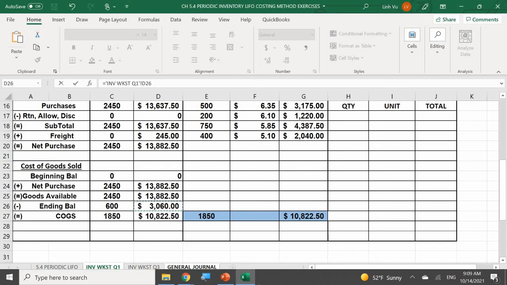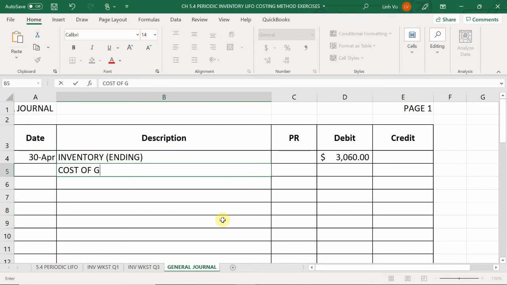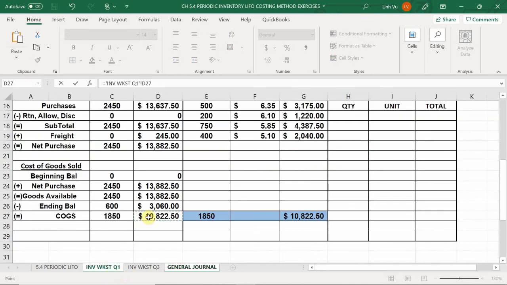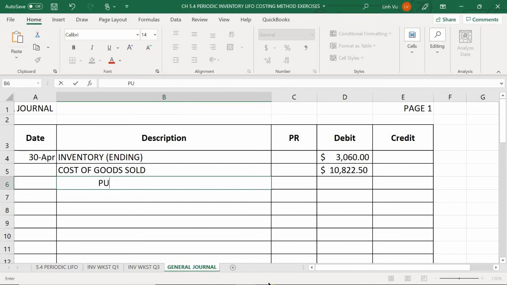Okay, thank you. Good. What do I need to recognize next? Cost of goods sold. Good. For what total amount? $10,822.50. Yes. Okay, good. Then what else do I need to recognize? Purchase expense.